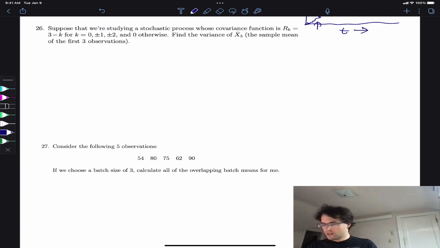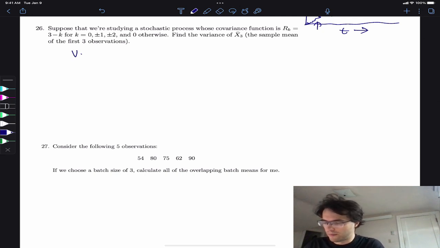Question 26. Suppose that we're studying a stochastic process whose covariance function is r_k equals 3 minus the absolute value of k for k equals 0, plus or minus 1, plus or minus 2, and 0 otherwise. Find the variance of x bar 3, the sample mean of the first 3 observations. So this is definitely a more involved question that uses some more specific, obscure knowledge in the class.